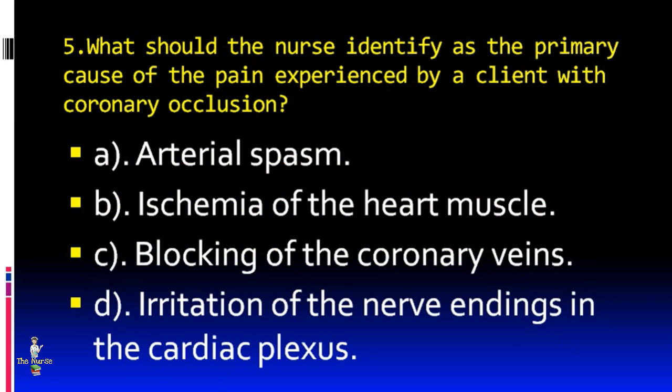What should the nurse identify as the primary cause of the pain experienced by a client with coronary occlusion? Arterial spasm, ischemia of the heart muscle, blocking of the coronary veins, irritation of the nerve endings in the cardiac plexus.